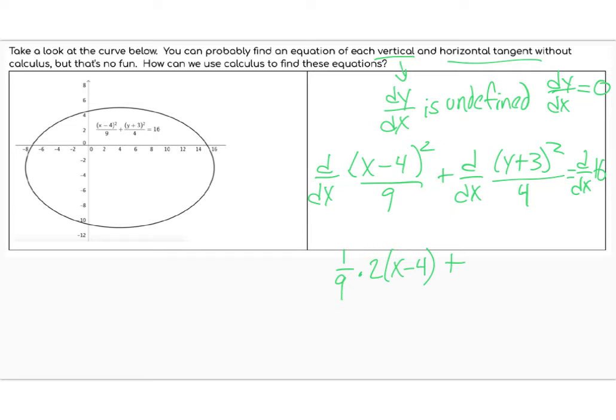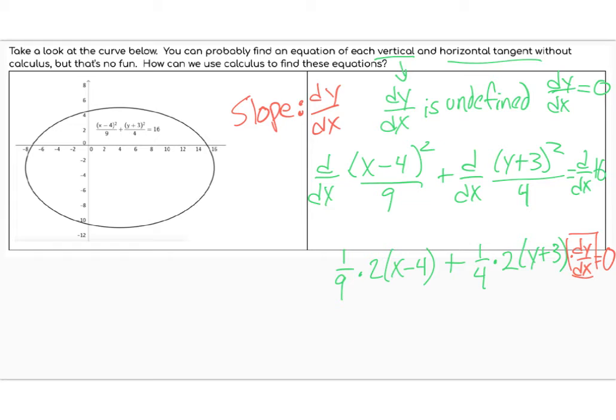For the second part, we're going to have 1/4, I'm just moving the fractions out in front, times 2(y plus 3) to the first, and then we have to include the derivative of y here, dy/dx. And the derivative of 16 is going to be 0. Okay, this is kind of a mess. We're trying to find a slope. In other words, we're trying to find dy/dx, which we also know as y prime. So this is what I'm trying to solve for.